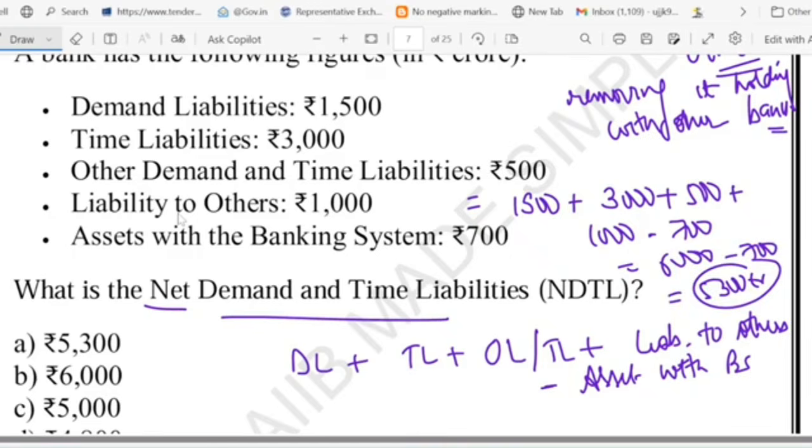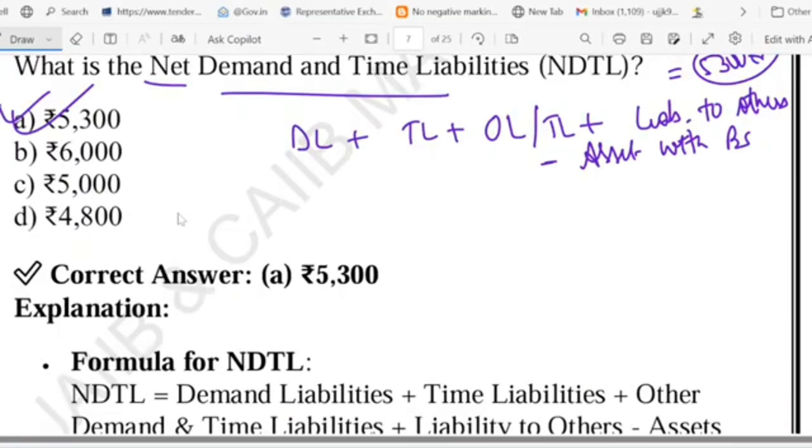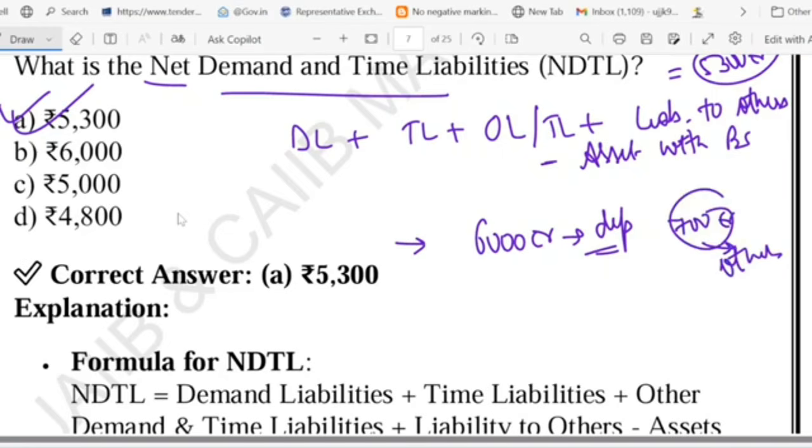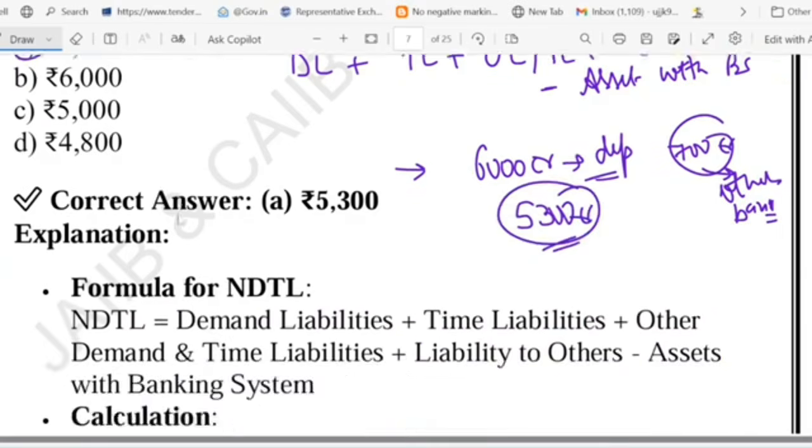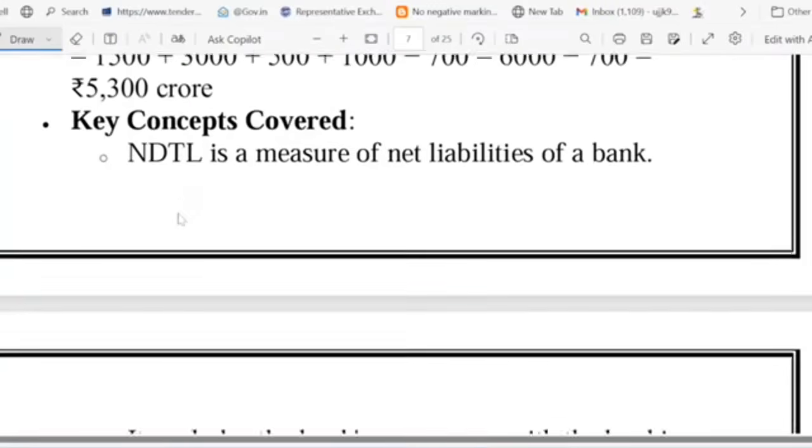Let me give you one example to make it more clear. Suppose a bank collects 6000 crore in all types of deposits: demand liability, time liability, other liability. But 700 crore is just lying with another bank, not with a customer. So in reality, the bank's net liability to the public is only how much? 5300 crore, not 6000 crore. That is what NDTL shows, the true liability after removing internal banking assets. That's why we subtract the asset with the banking system.